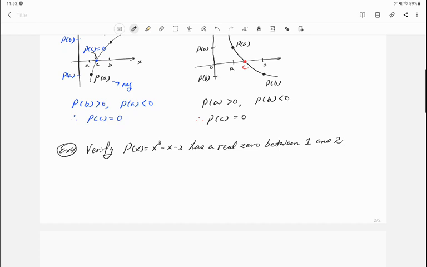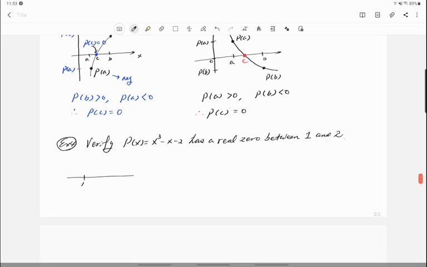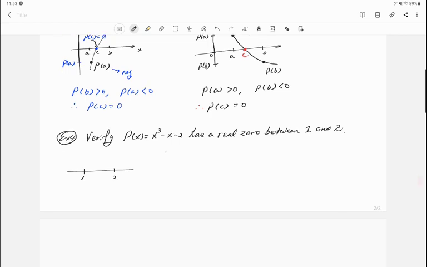Now verify that this function P of x has a real 0 between 1 and 2. So if x is between 1 and 2, that means there is a real 0. The real 0 means the x-intercept, right? I don't know how the graph looks like, but here is -1, x is +1, and x equals 2. So let's use the intermediate value theorem and find P of 1. If P of 1 and P of 2 have different signs, then there is P of C that is equal to 0, right?